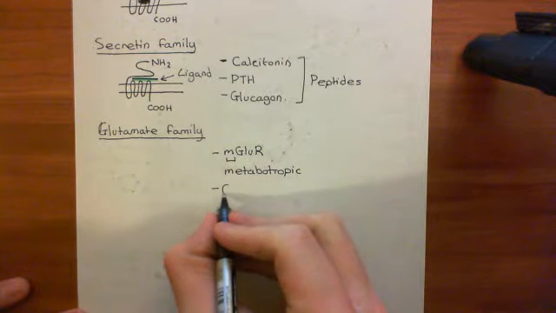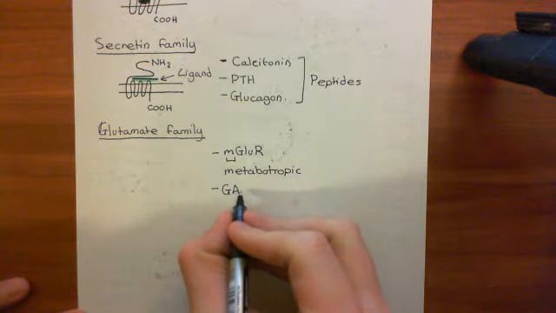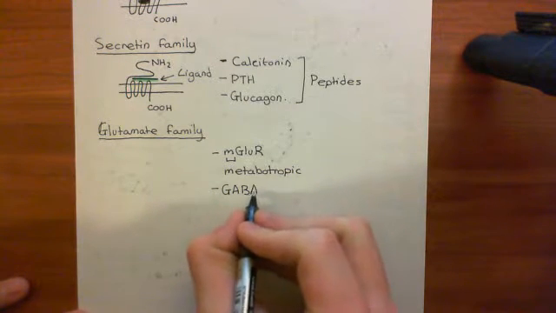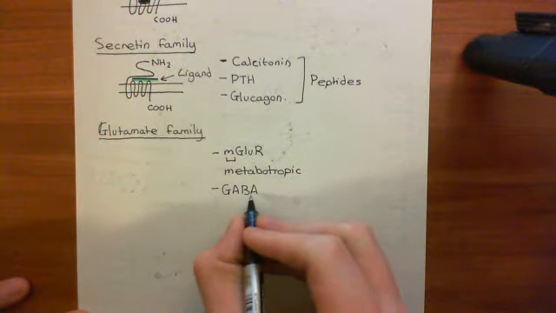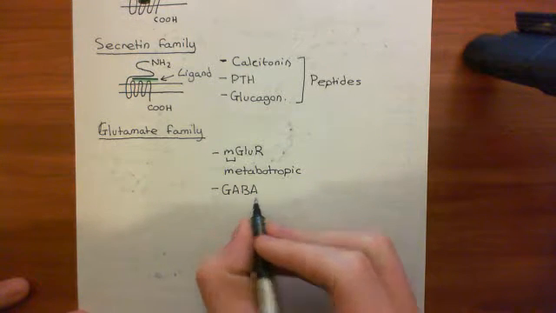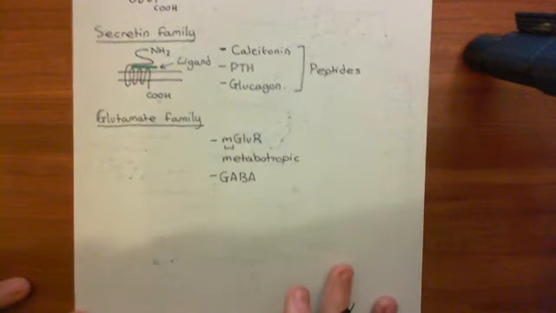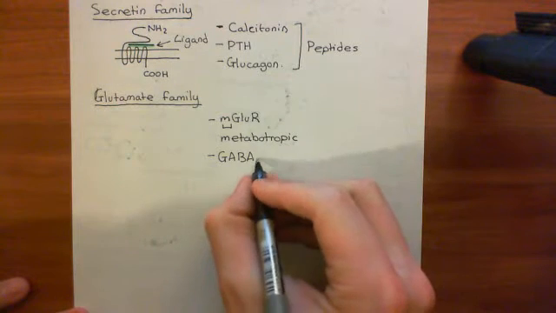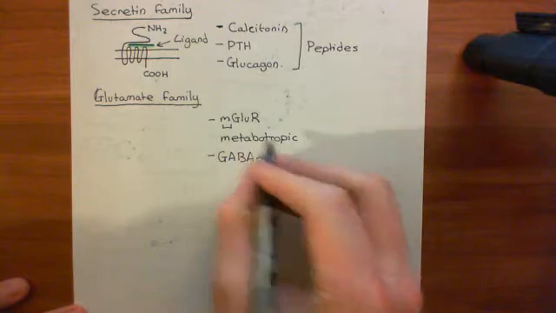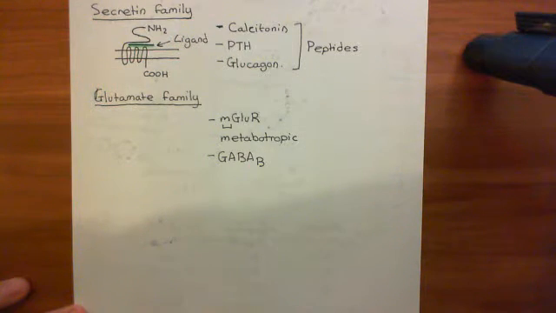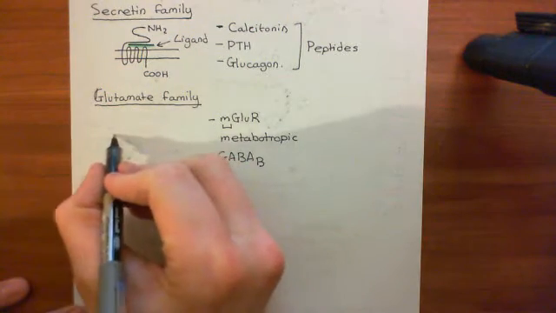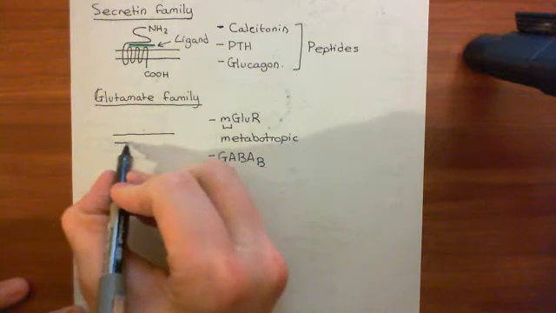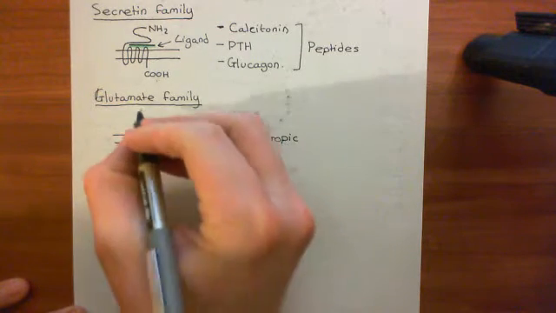Other examples are receptors to GABA, the main inhibitory neurotransmitter within the brain. And again, most GABA receptors, the GABA-A receptors, are all ligand-gated ion channels of the cis-loop ligand-gated ion channel family. So they have a similar structure to the nicotinic acetylcholine receptor. But there are GABA-B receptors, which are within this glutamate family of G protein coupled receptors. So let's see what's special about these G protein coupled receptors.